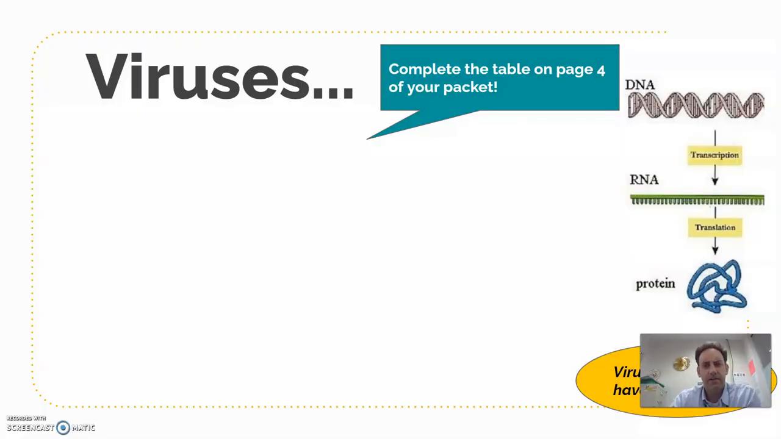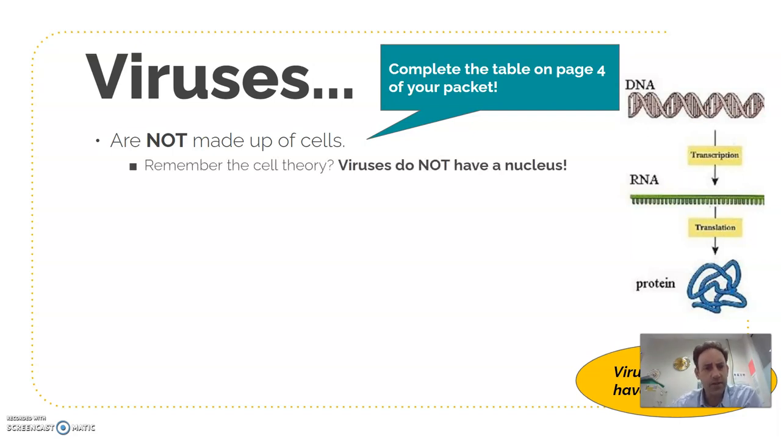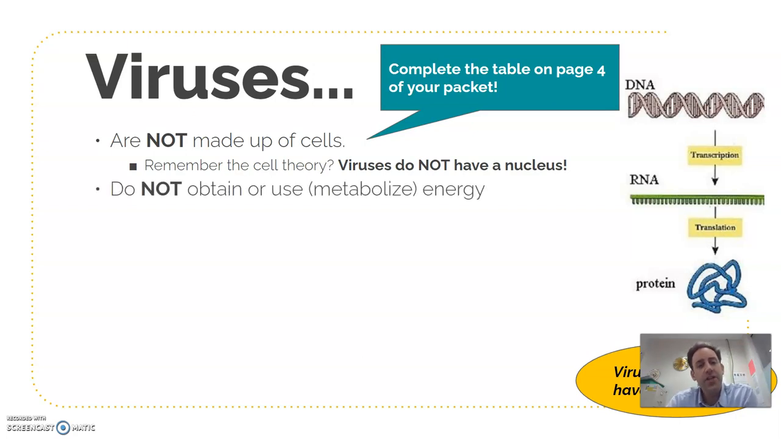So let's take that and filter this topic of viruses through the lens of the cell theory. The table in your packet, you might want to fill that in while we go through this. Viruses are not made up of cells, so they don't have all those cell structures that you learned about earlier in the year. That's interesting. They don't have a nucleus. They don't obtain or metabolize energy, so there's no metabolism, and they don't have mitochondria.